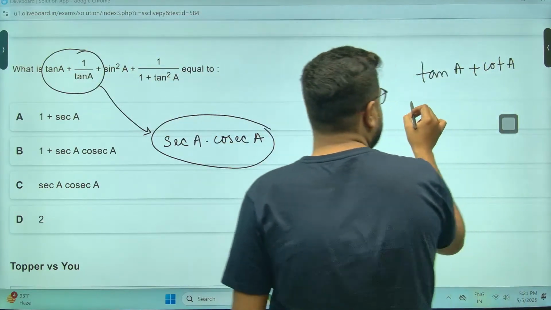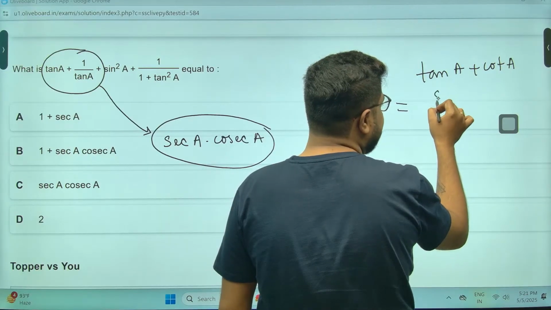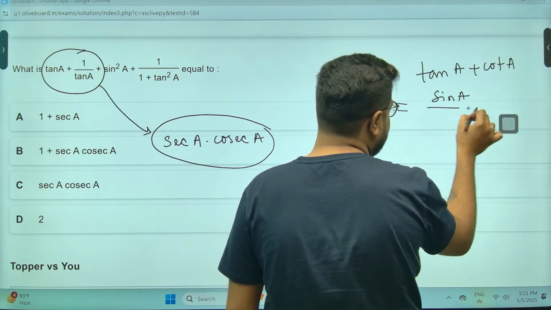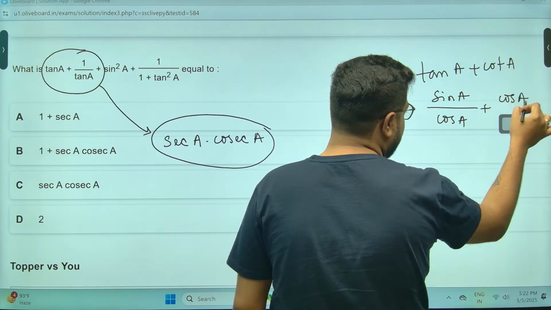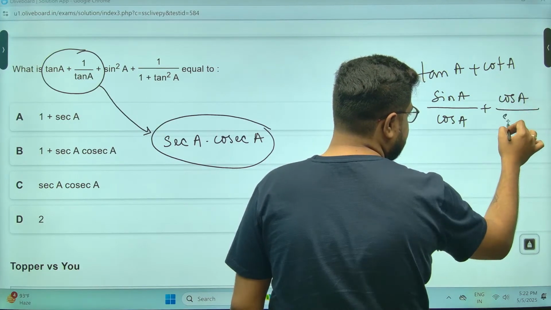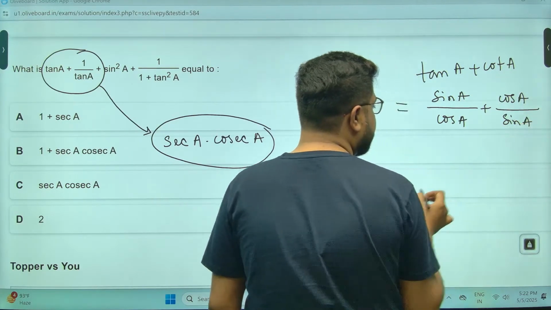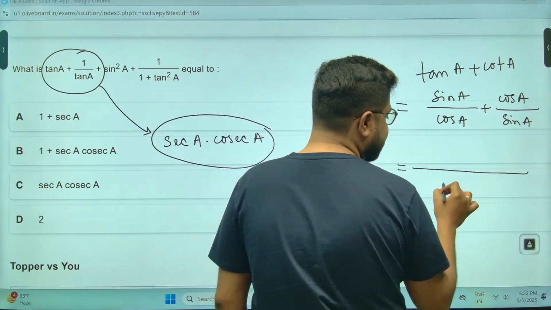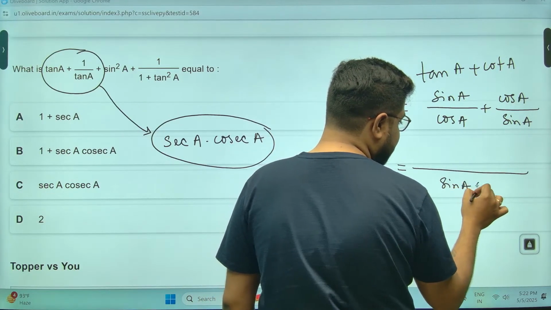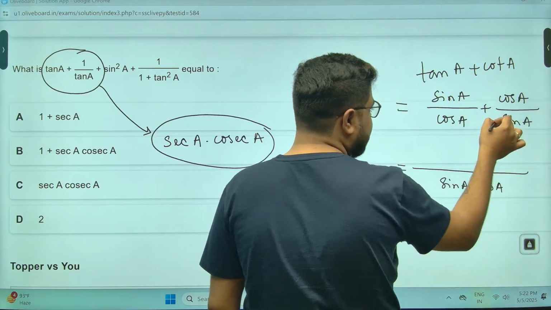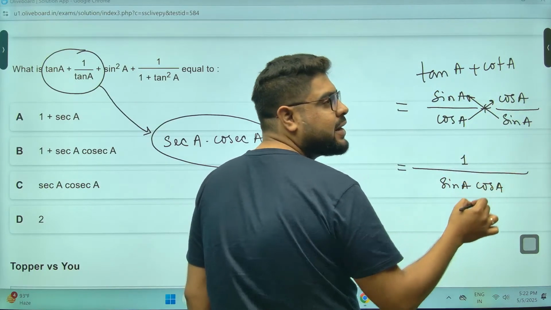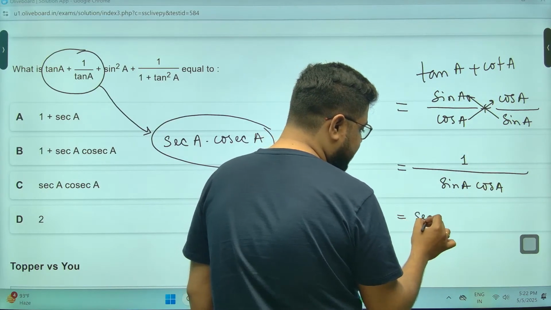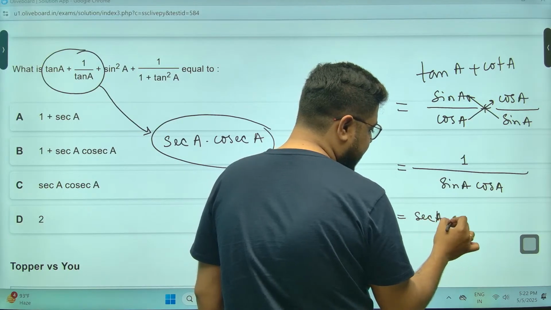If you don't know, sir, you just break it down. Sine A by cos A plus cos A by sine A. And if you do not know this, please, from today onwards, please know this. LCM is sine A cos A, and this will be the cross multiplication. Sine square A plus cos square A will give you 1. So you see, this is 1 by cos A, which is sec A, into cosec A.